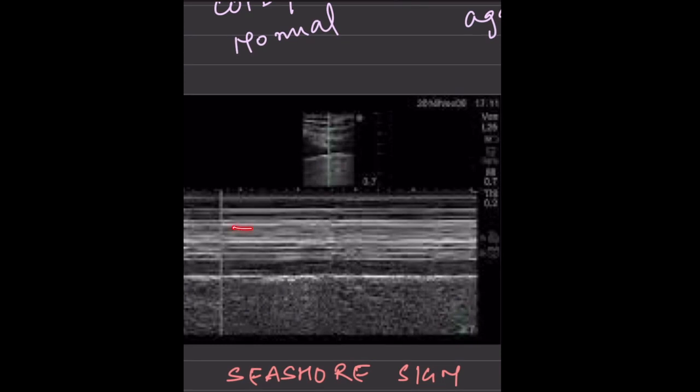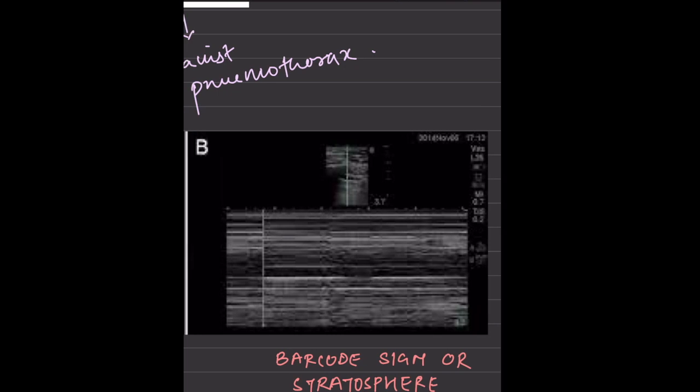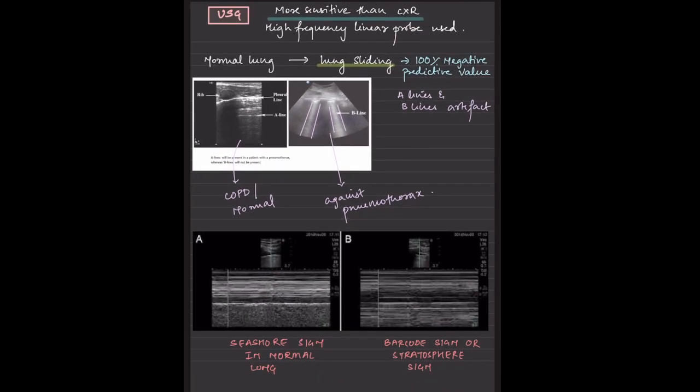That means this is the water and this is the beach area, as presented on the X-ray, and this is the pleural line which is sliding. This gives us the seashore sign in a normal lung. But in pneumothorax there is no seashore sign, and there is a barcode-like appearance. Straight lines are appreciated, and this is the barcode sign or stratosphere sign.